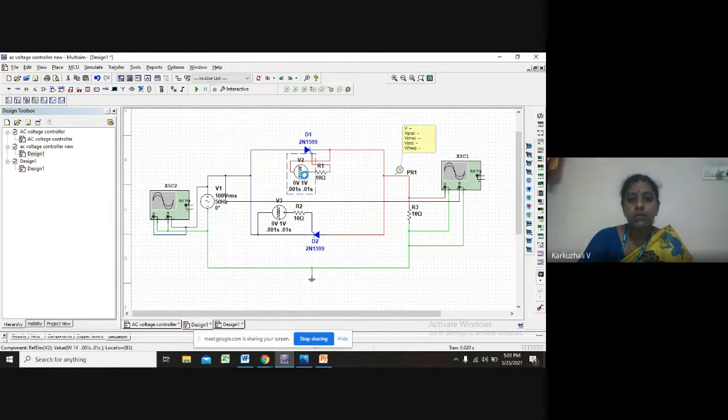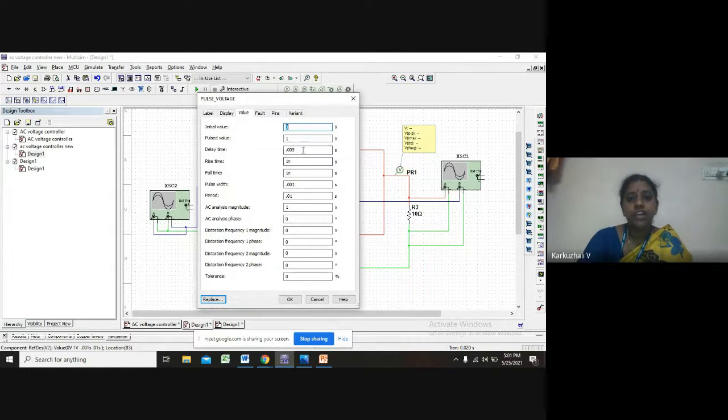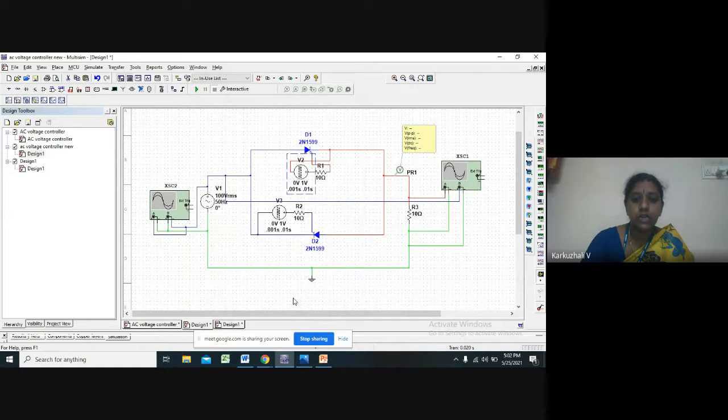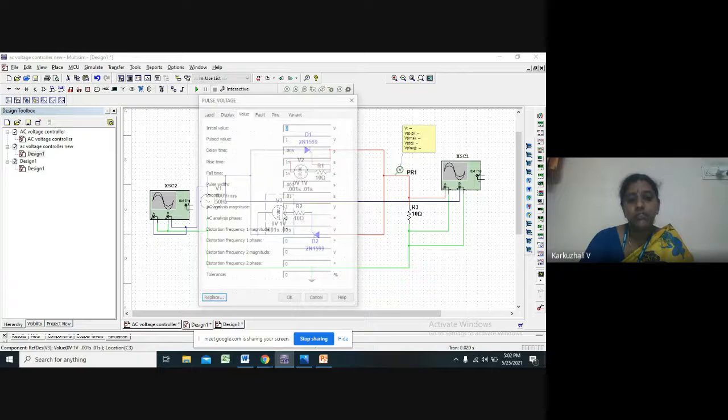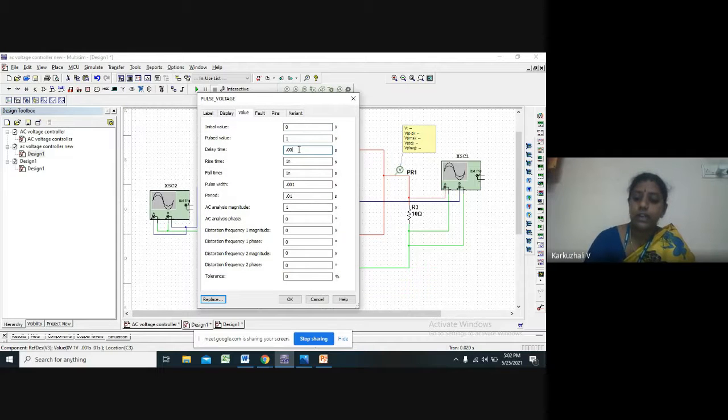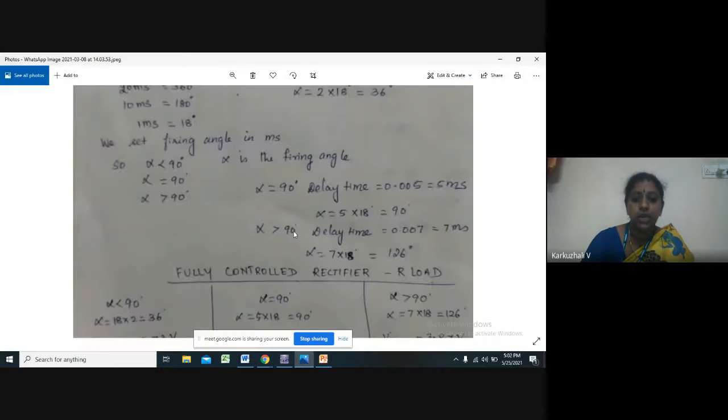Similarly, for the pulse generator, I've set a delay time of 5 milliseconds, which is equal to a firing angle of 90°. Now let me keep it at 2 milliseconds, which is less than 90°. Similarly, for this one also the firing angle is less than 90°, which means 2 milliseconds. Since 1 millisecond is 18°, 2 milliseconds will be 36 degrees. So 36 degrees is less than 90 degrees, which is what we have written here.